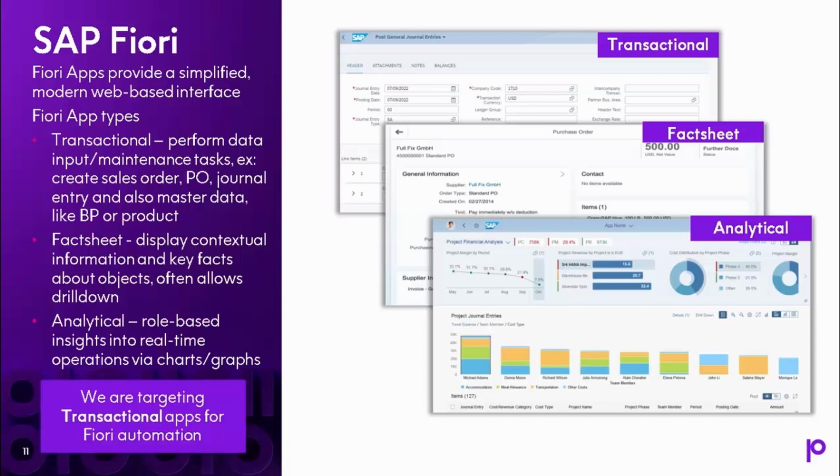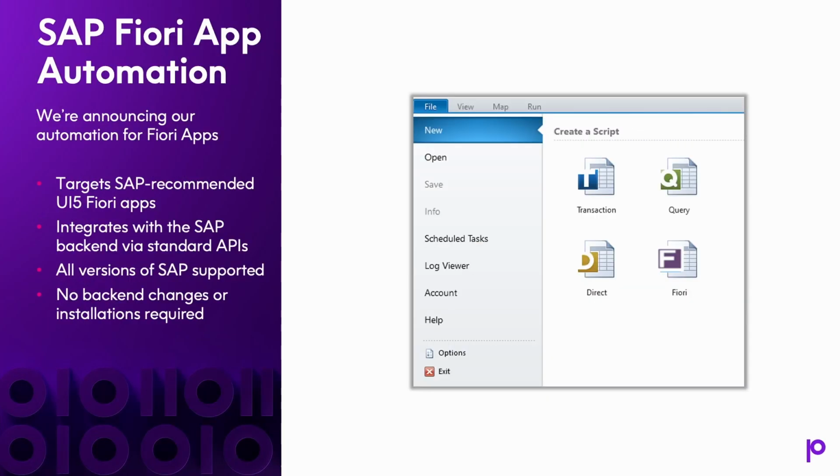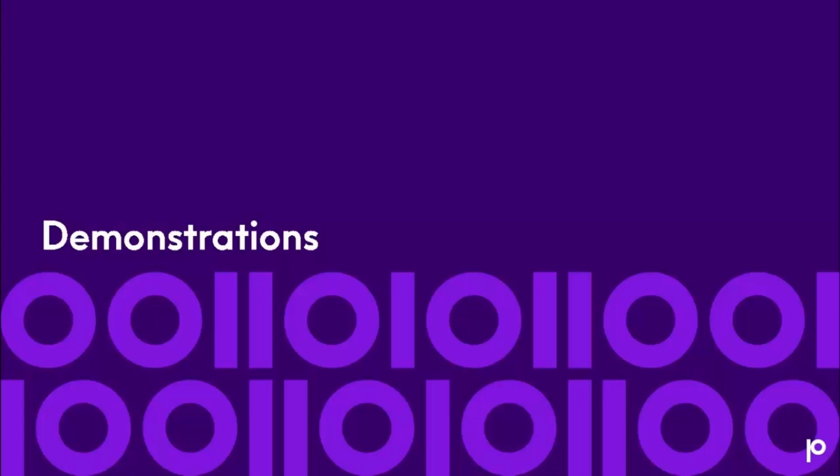And for our SAP Fiori automation, we are targeting transactional apps. So we're announcing that Fiori app automation, and it will target SAP recommended UI5 Fiori apps. It integrates with SAP through APIs. And all versions of SAP are supported, and there's no backend changes or installations required to use it. So let's take a look at a demonstration.